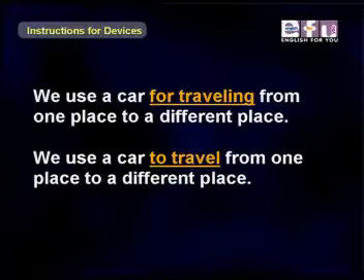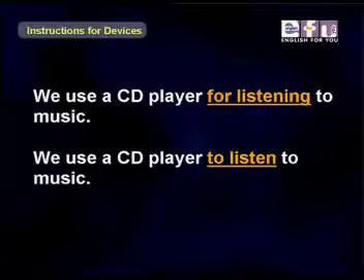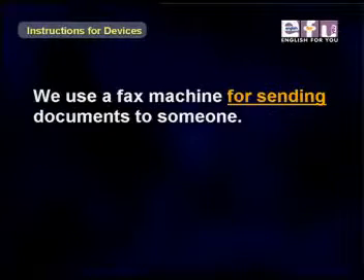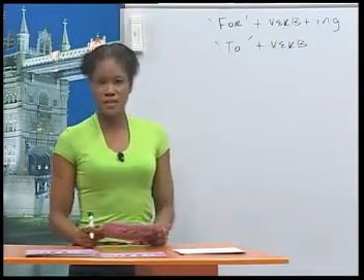We use a car for traveling from one place to a different place. We use a car to travel from one place to a different place. These sentences have the same meaning. We use a CD player for listening to music. We use a CD player to listen to music. Next examples. We use a fax machine for sending documents to someone, same as we use a fax machine to send documents to someone.